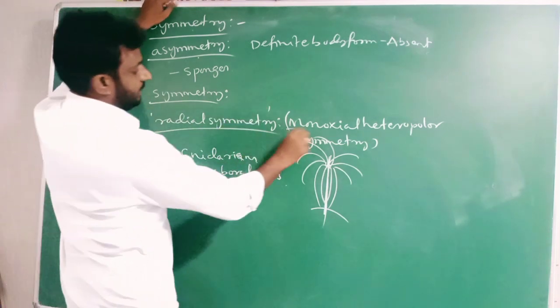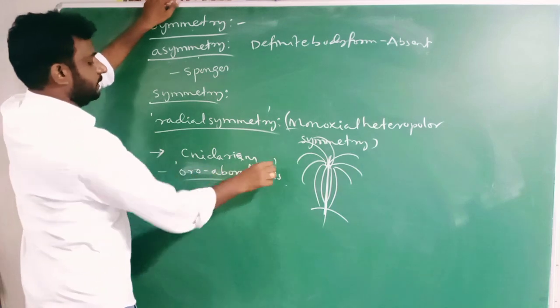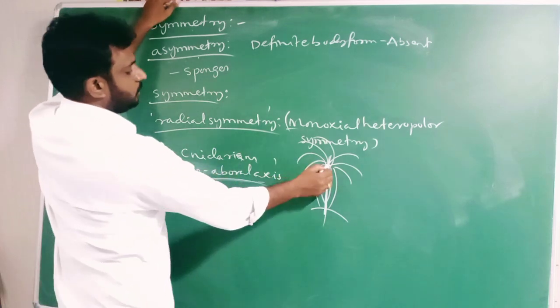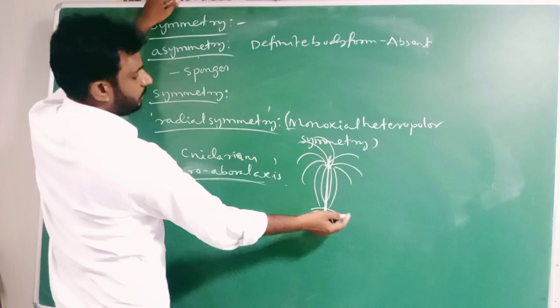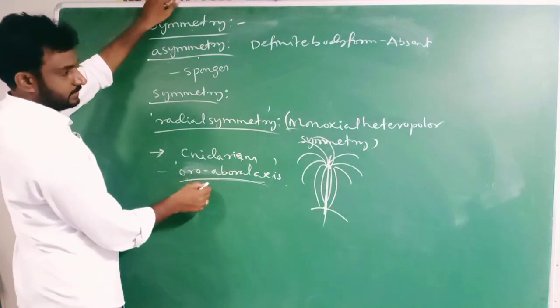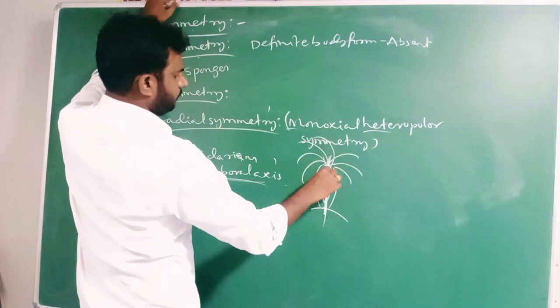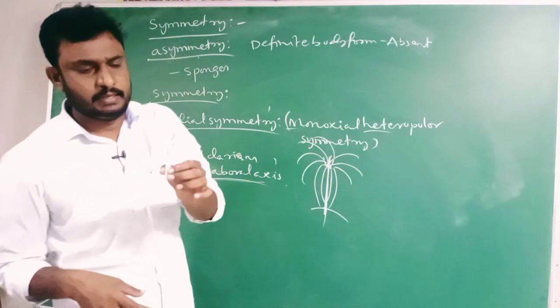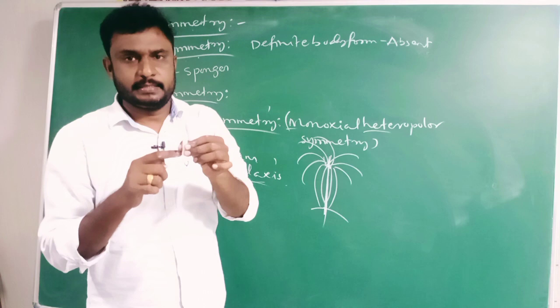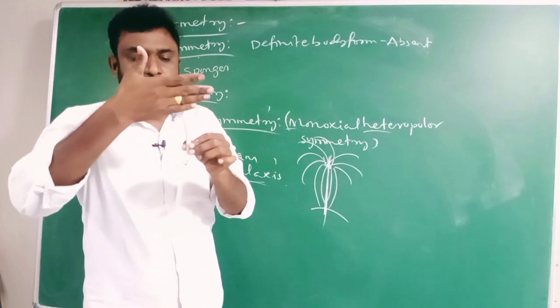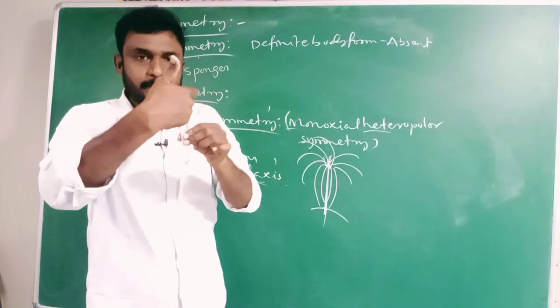Single axis here. What is the axis name? The axis name is oro-aboral axis. Oro is the mouth side, aboral is the opposite side. Heteropolar means there are many poles. So this is a hydra with its oro-aboral axis, and the planes or poles are many. This plane, this plane, this plane, any plane.